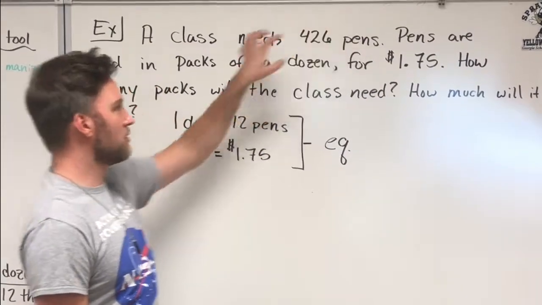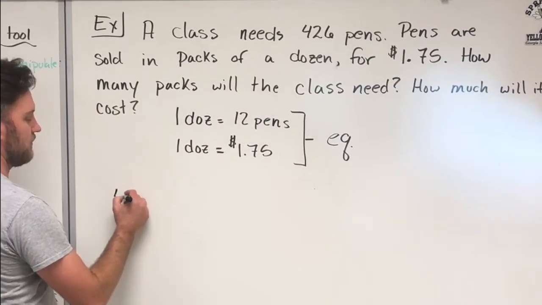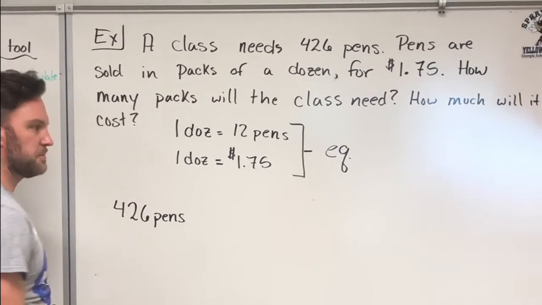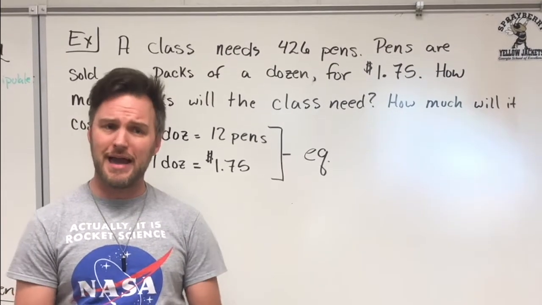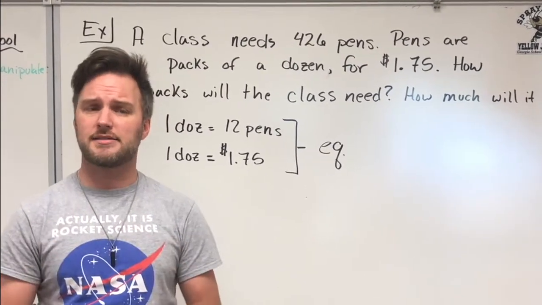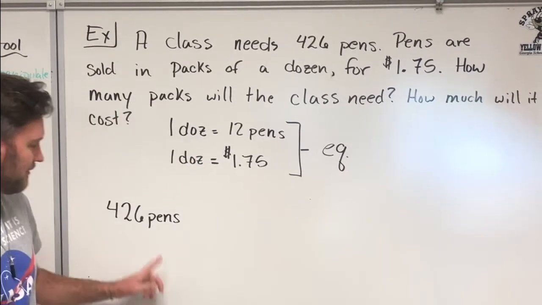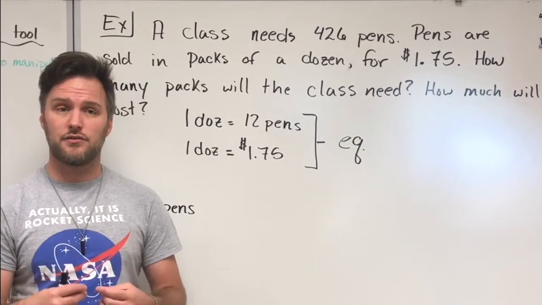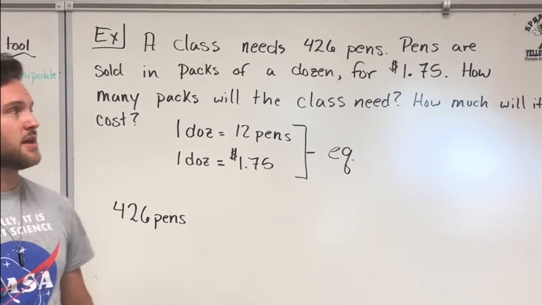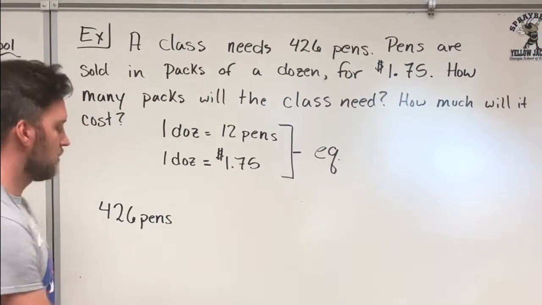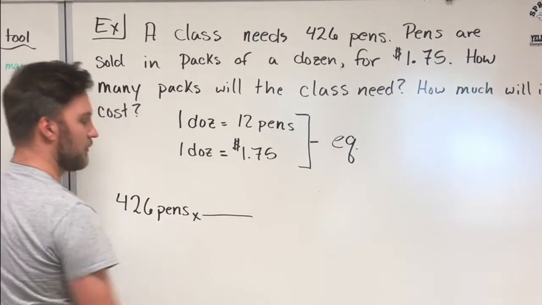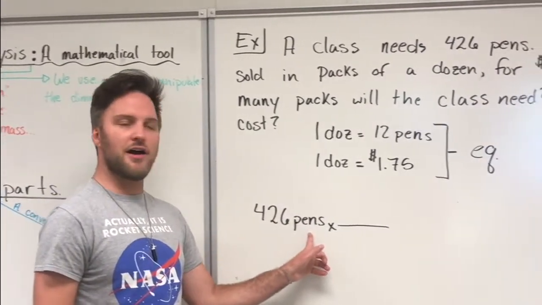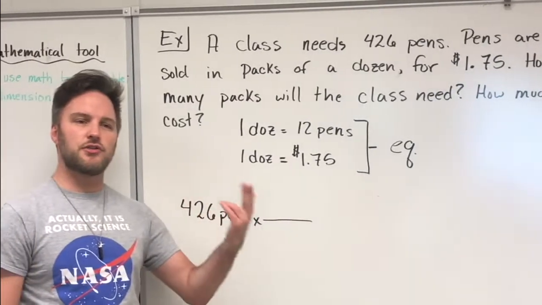So I'm going to bring this directly down and say, I need 426 pens for my class. Now, ultimately, I need to know how many packs I want to buy, and I need to know how much that will cost. So the dimension or unit of pens is not my desired unit. One of the units that I would like to convert to is dozen, because that's a synonym for packs. So I'm going to use a conversion factor, just like before, to cancel the unit of pens and get to the desired unit of dozen.